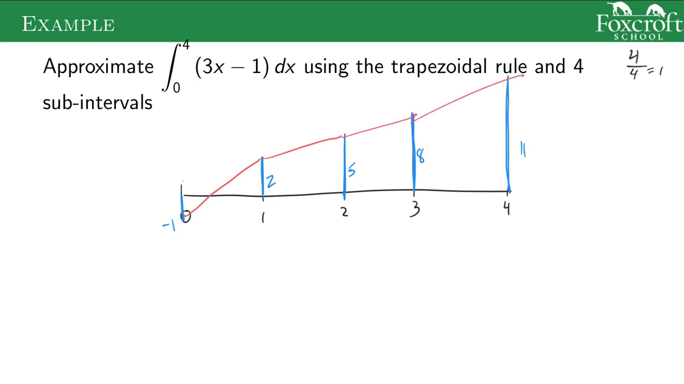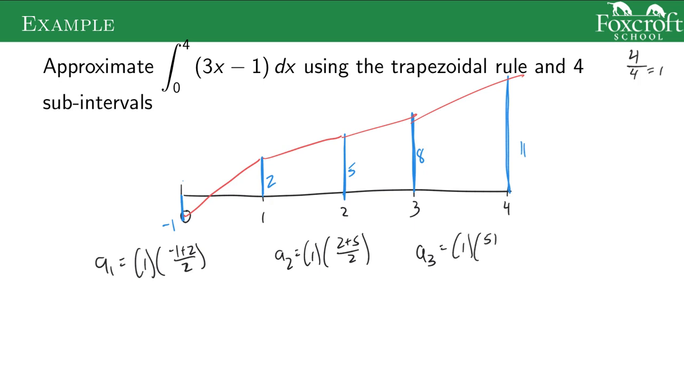All right, so what is the answer going to be? My first area is width 1, and the height is the average of those two. Area 2, width 1, height is the average of those two. Area 3, width 1, average of the two sides. And area 4, width 1, average of the two sides.